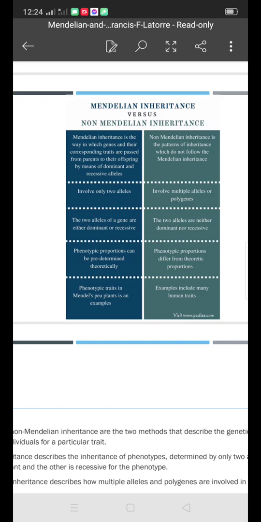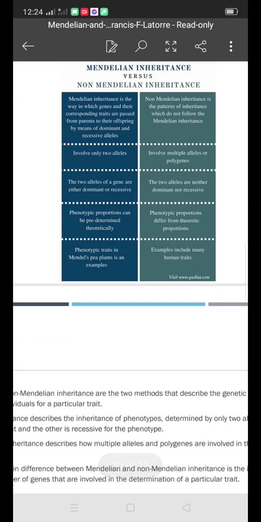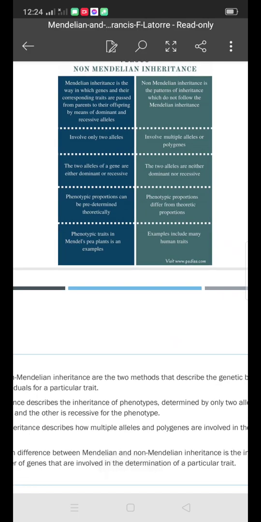In Mendelian inheritance, phenotypic proportion can be predetermined theoretically. In non-Mendelian inheritance, phenotypic proportion differs from theoretical proportion. Phenotypic traits in Mendel's pea plants are an example of Mendelian inheritance. Examples of non-Mendelian inheritance include many human traits.